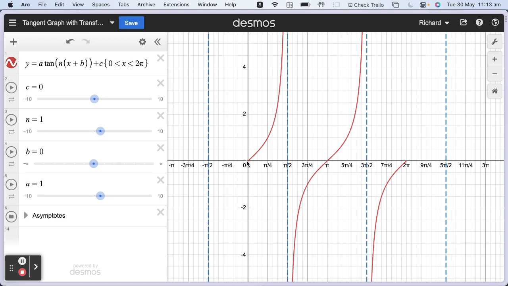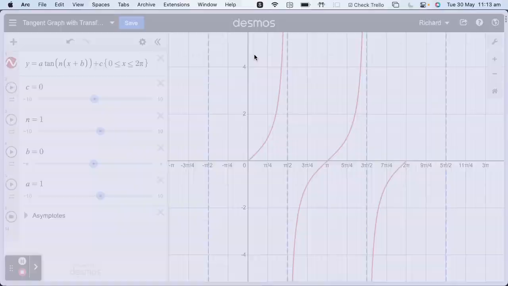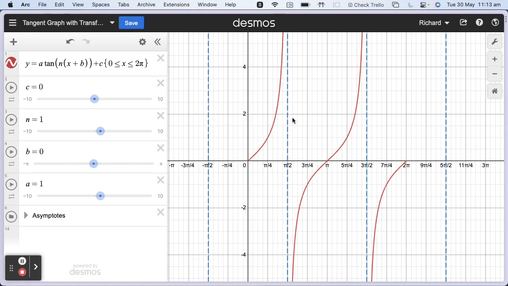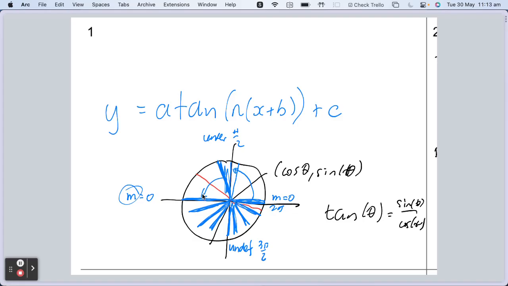So tan starts off at 0 and gets bigger and bigger as it gets closer to pi on 2. In the unit circle, that's the equivalent of saying that the slope of this line is getting bigger and bigger because it's getting a steeper line. When it gets to pi on 2, it's not defined, so we have an asymptote there instead. So there's a vertical asymptote at pi on 2 because the gradient is not defined. Tan is not defined at pi on 2.